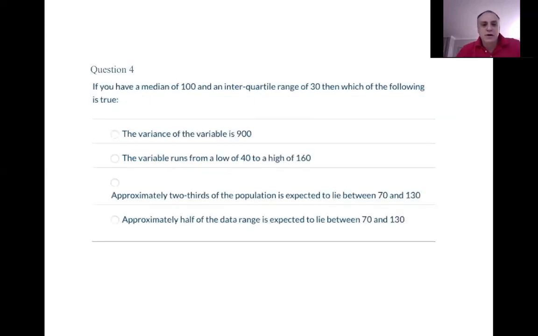Question 4, if you have a median of 100 and an interquartile range of 30, then which one of the following is true? What we do with the interquartile range, remember, is that it gives you 50% of the data, so half of the data. And what you do is take the 100 minus the 30 to get the bottom end, and 100 plus 30 to get the top end. That's how we get this 70-130. So that one would be your correct answer.